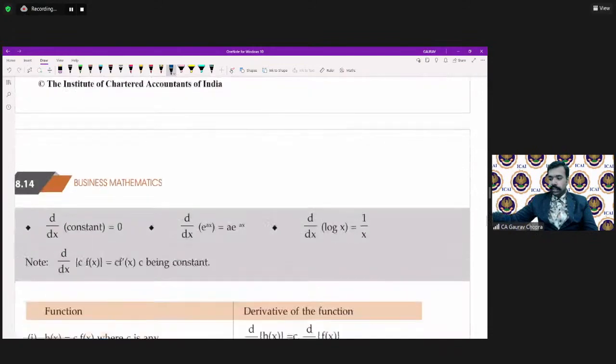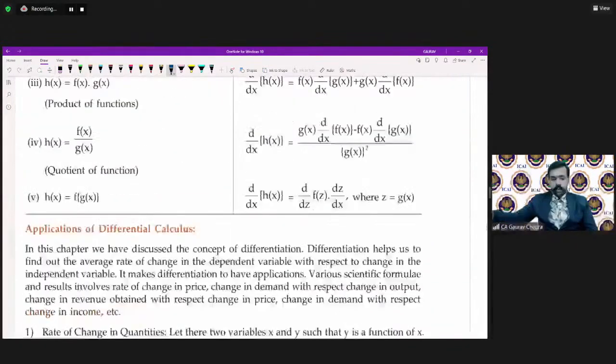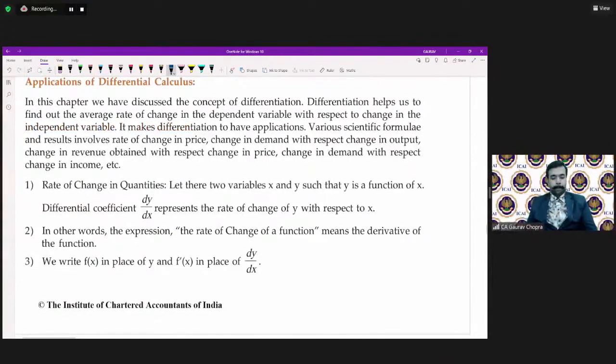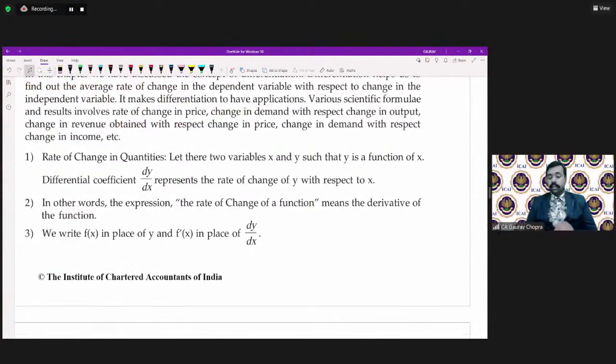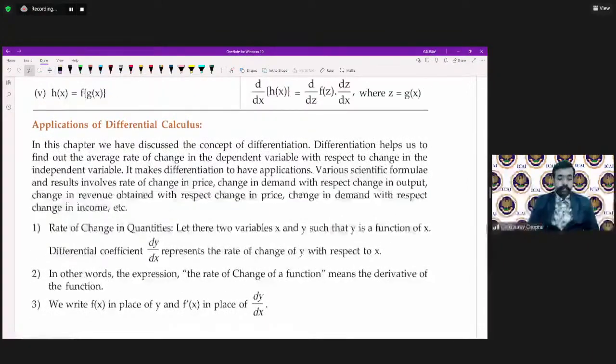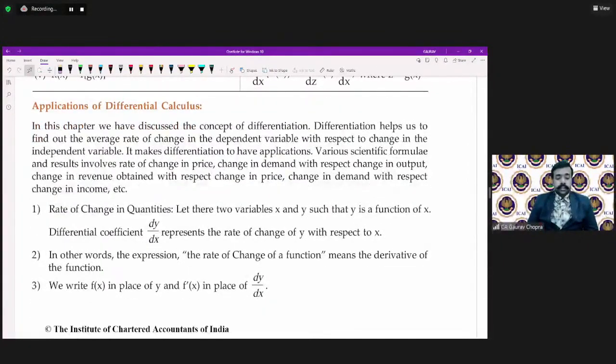So after this gradient part, we are coming to the application section. Now where to apply? Where does this chapter get applied practically? So we will understand this. So let us read this.